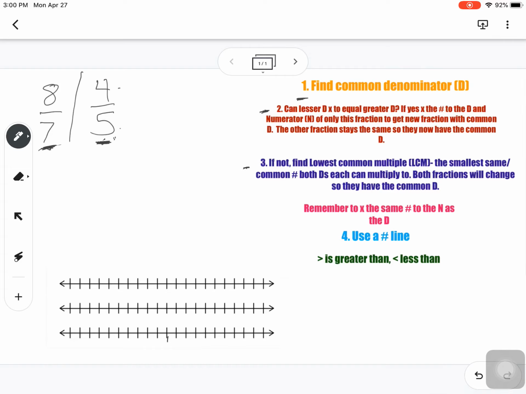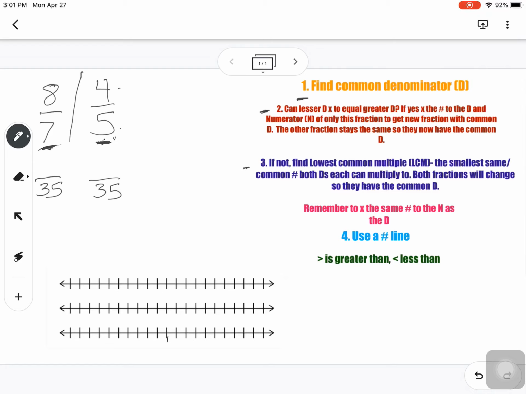If not, find the lowest common multiple, the LCM, the smallest same or common number both denominators each can multiply to. Okay, and then in this case, both fractions will change. So is there a number that 7 and 5 can both multiply to? That's the same number that will be the resulting denominator. Usually we try to find the lowest one. Okay, in this case we're going to go with 35. I know that 7 can multiply to get to 35 and 5 can also multiply to get to 35. So that will be my common denominator, both the same.